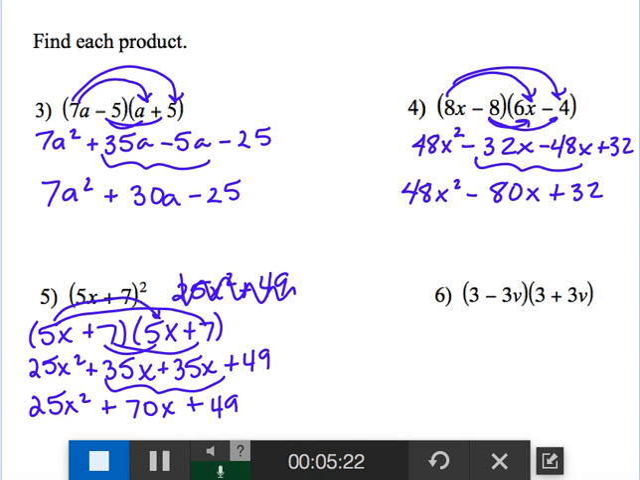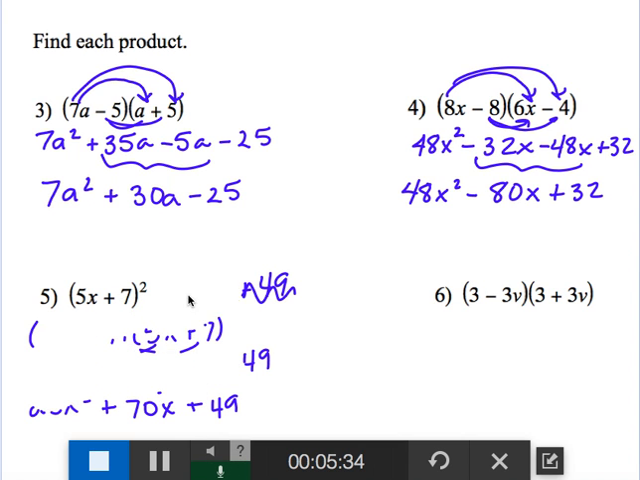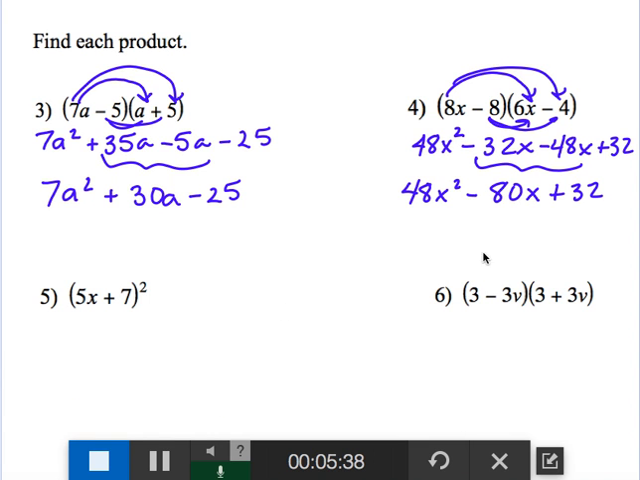Now there's a shortcut you can do for this. So I'm going to erase this and I'm going to show you what the shortcut looks like. So for those of you who like to get things done quicker, you might like this. So instead of going through that whole process, this is what you can do. You can say, okay, since it's squared, you're going to square the first term, leave some space, square the last term.